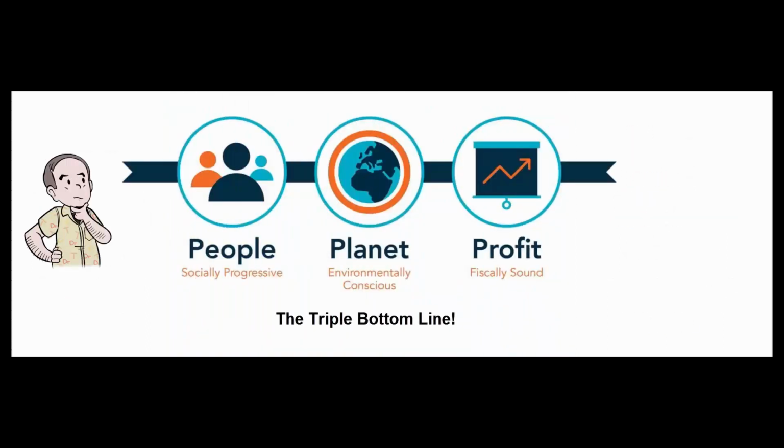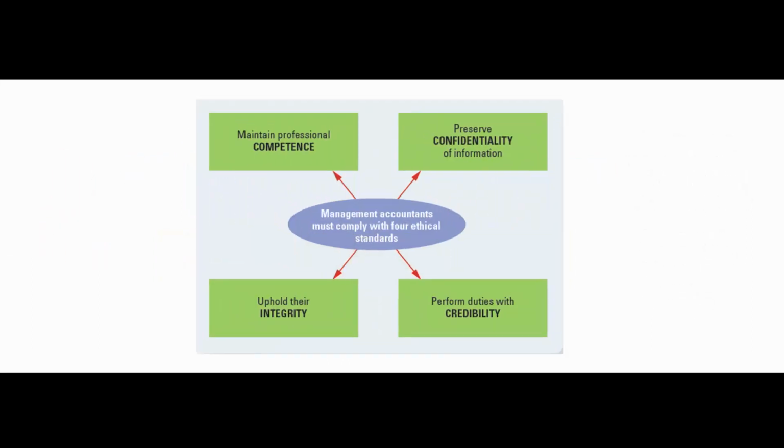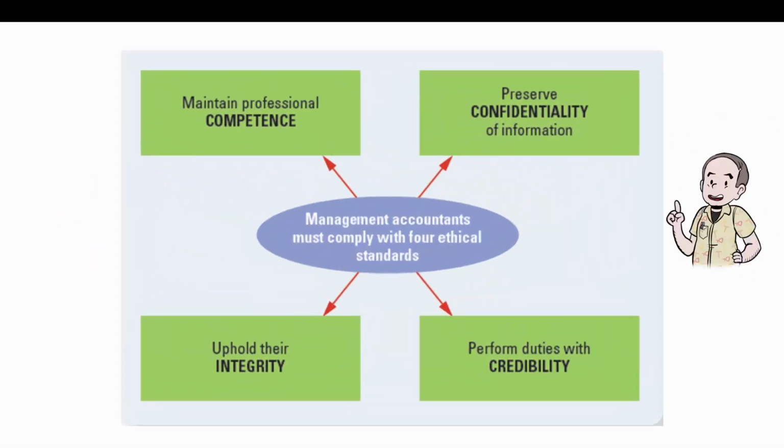There's a couple of big picture items that are going to color our study of managerial accounting. First of all, there's the triple bottom line: people, planet, and profit. We want to respect people when we're conducting our business. We want to treat our planet with love, and we still want to be profitable. It's great to respect people and the planet, but if we're not profitable, we won't be around very long to continue to do that. And management accountants have to behave in an ethical manner. We have to be competent. We have to maintain confidentiality. We have to be believable. We have to be credible when we perform our duties, and we have to maintain our integrity.